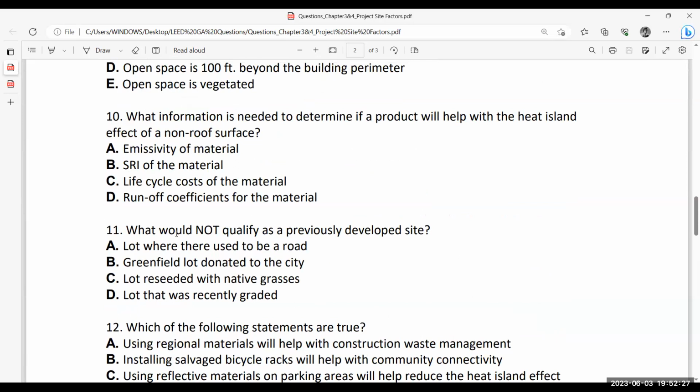Right. So the answer is very straightforward. Anything that's developed is not a greenfield, right? So anything that's a greenfield is not developed. Automatically, the B is the right answer. Greenfield is anything that's undeveloped, anything that has been natural.